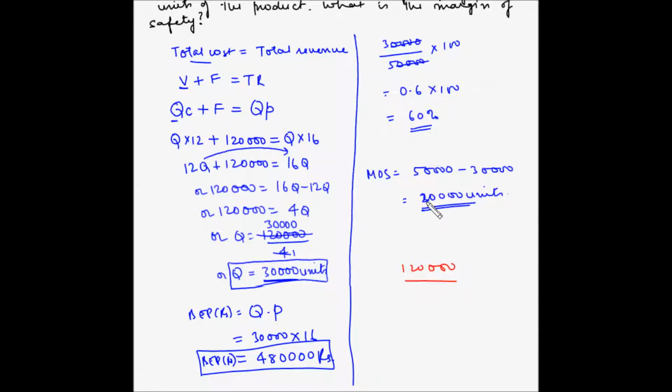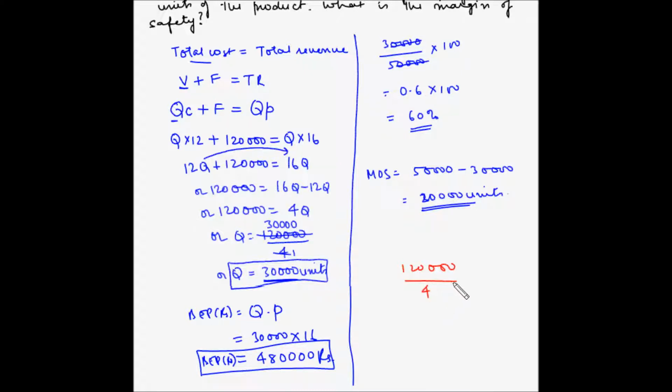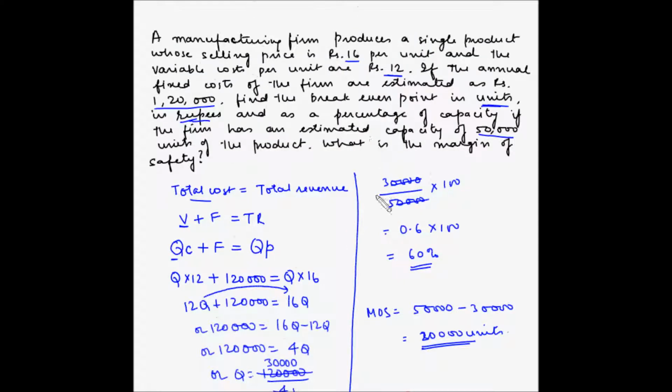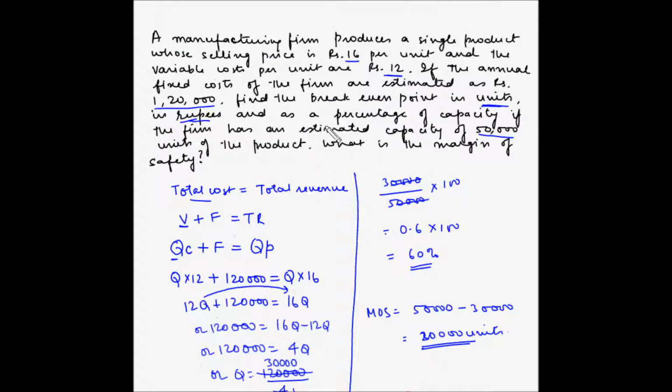Or in other terms, we have to find out 120,000 divided by 16 minus 12, which is 4. And this will be equal to 30,000 units. So this is another way of finding out the break-even point. I mean, it's kind of the same formula, just that this is the quicker method. You don't have to write the formula and calculate and all those things.